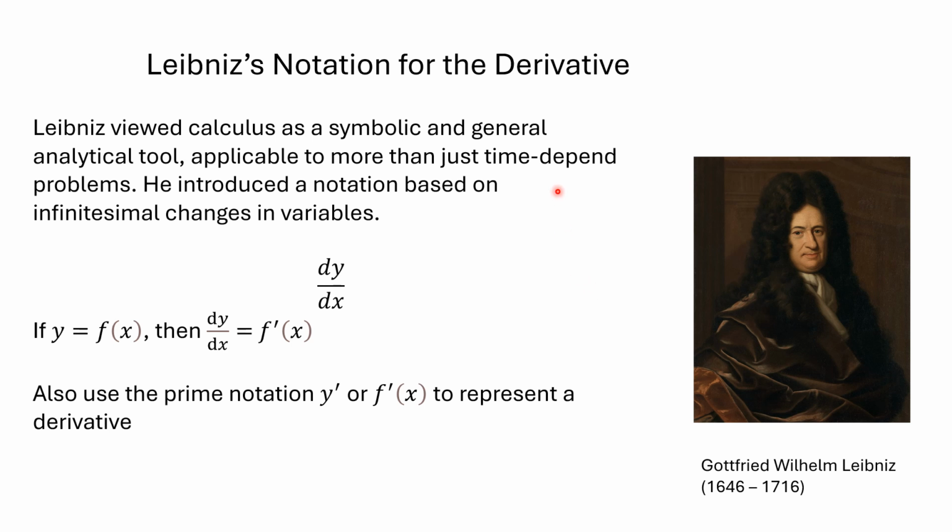He introduced the notation based on the infinitesimal changes in variables. So dy/dx is the first derivative of y with respect to x. So if we substitute y equal to f of x, then the first derivative is equal to f prime of x. That's another notation you'll see, the prime notation. So we also use this prime notation for y prime or f prime of x.